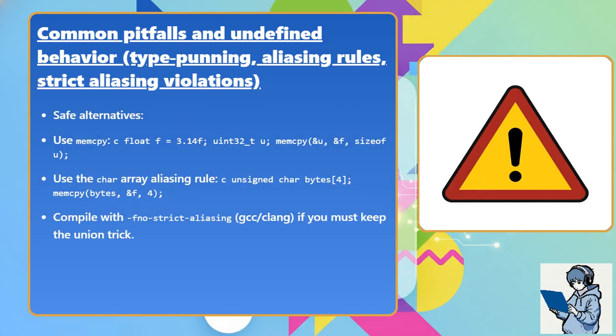Safe alternatives are: first, use memcpy to copy the bytes from the float to a uint32_t variable. Second, use an unsigned char array and memcpy to copy the bytes. Third, compile with the flag -fno-strict-aliasing for GCC or Clang if you must keep the union trick.